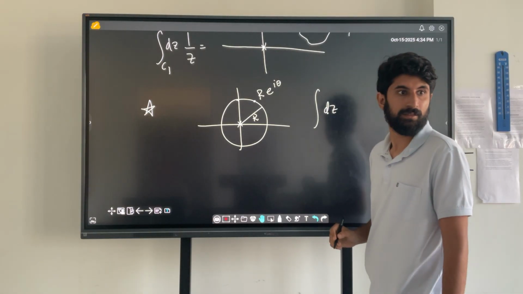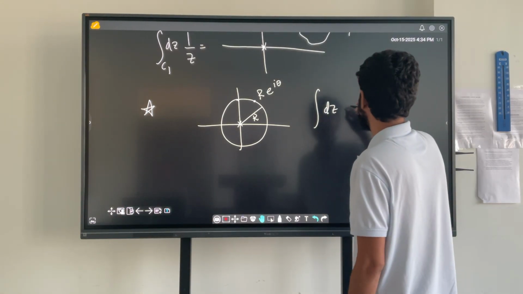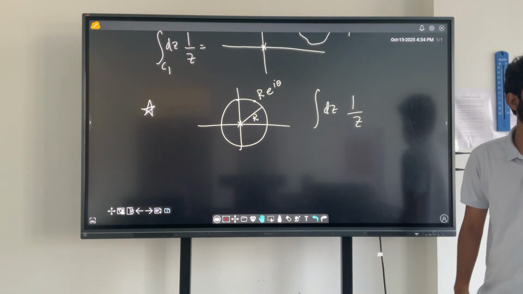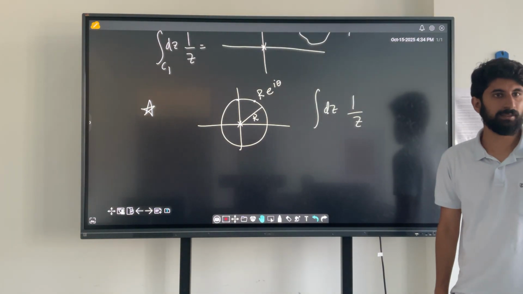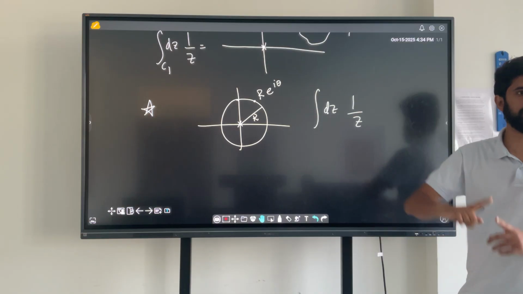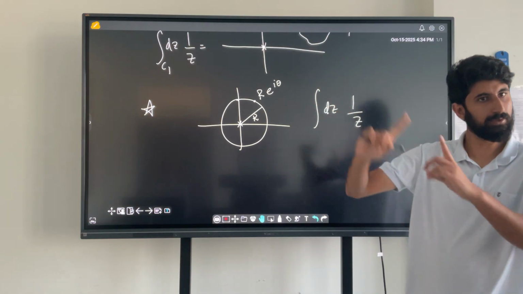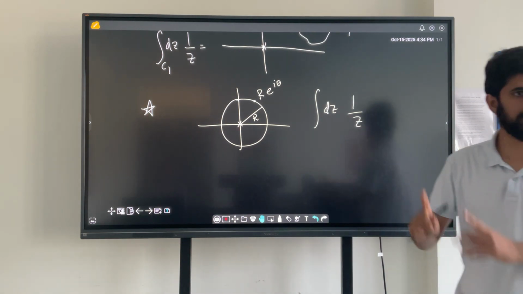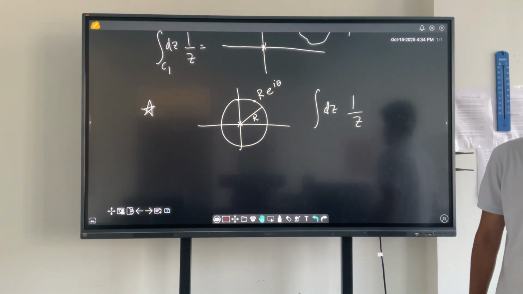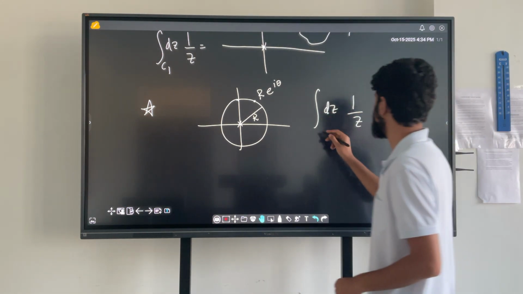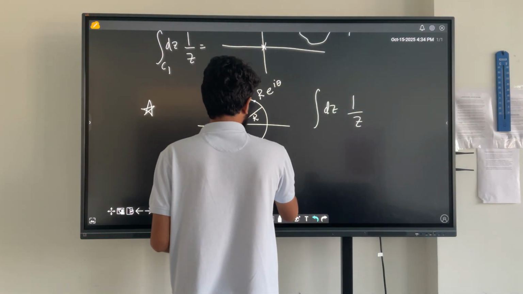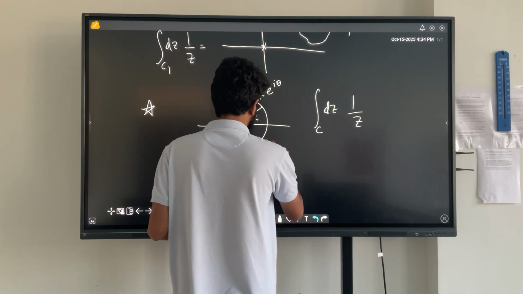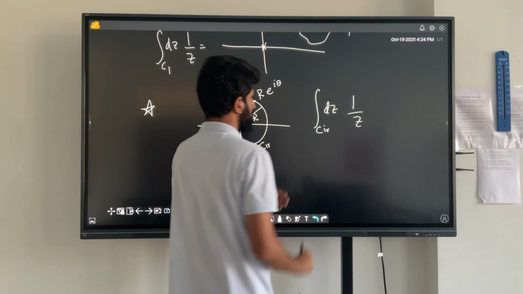Integral dz by z. I don't know how to do this integral. Where should I go? I should go to real and imaginary parts. But this time I'll use polar form. It's simpler. And this is over what? This is over this loop, C. C is a circle. Let me write CIR, circle.